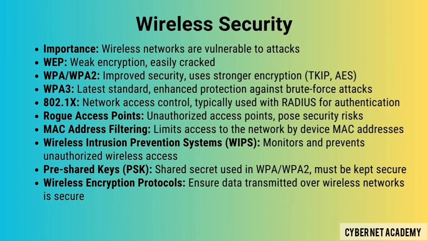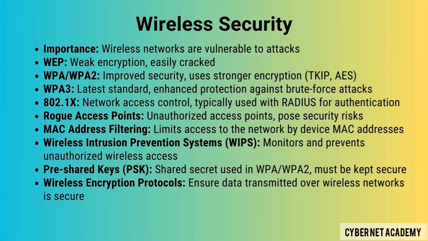Wireless networks are inherently more vulnerable to attacks than wired networks, making wireless security crucial. Early wireless security used WEP, wired equivalent privacy, which is now considered highly insecure and easily cracked. WPA, Wi-Fi protected access, improved upon WEP, with WPA2 becoming the standard for many years. WPA3 is the latest standard, offering enhanced protection against brute force attacks and improved encryption.